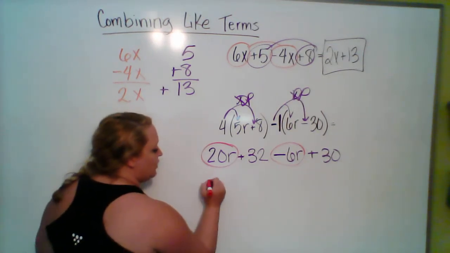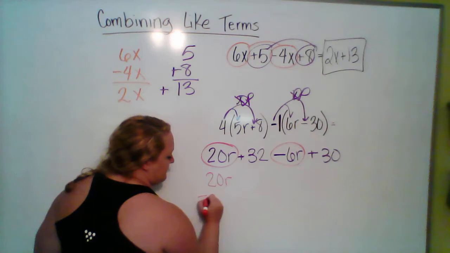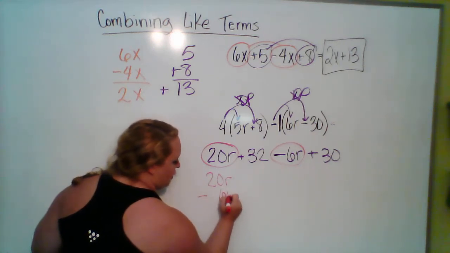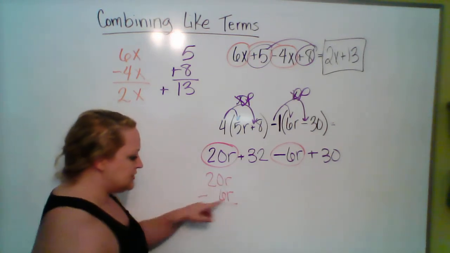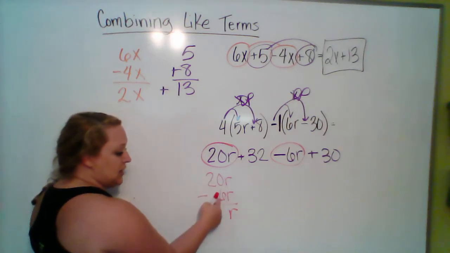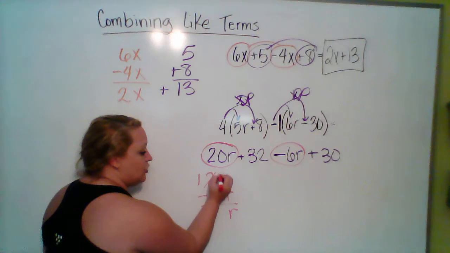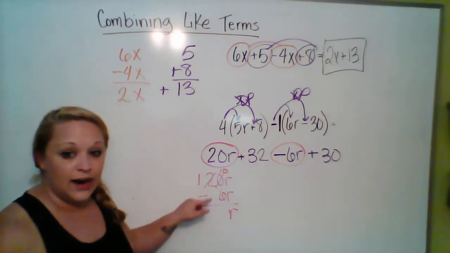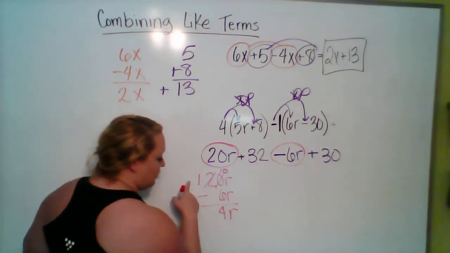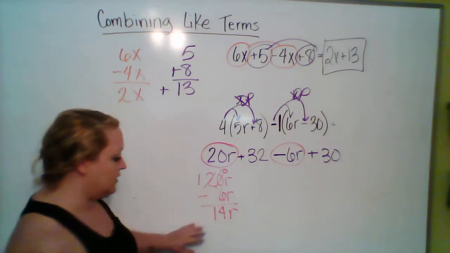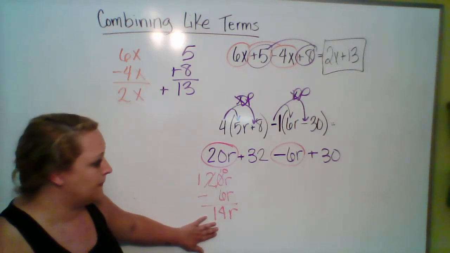So now I have 20R minus 6R. R's stay the same. 0 cannot subtract 6, so I borrow from the 2. It becomes a 1. The 0 becomes a 10. 10 minus 6 is 4. 1 minus 0 is 1. So now I have 14R.